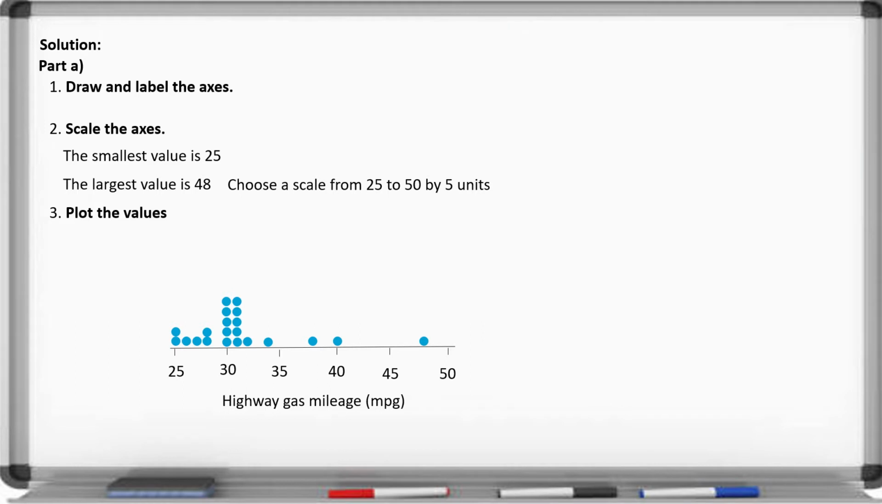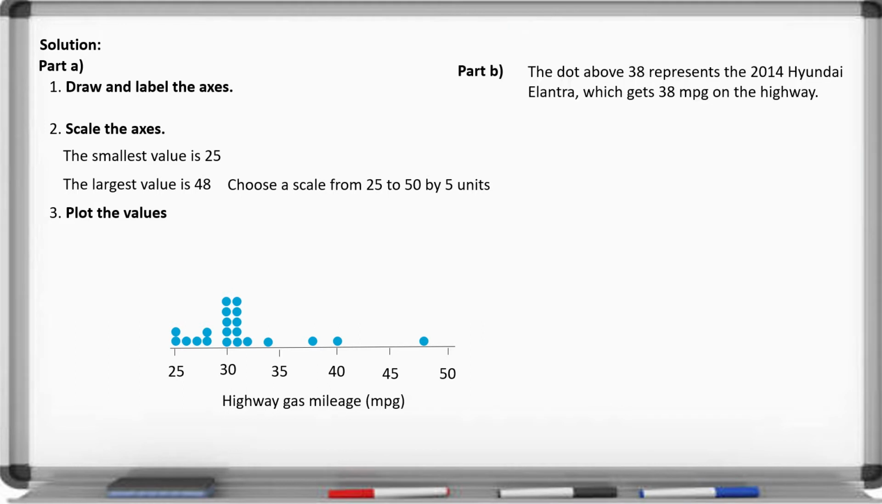Now for part B, we want to be able to interpret the dot above 38. The dot above 38 represents the 2014 Hyundai Elantra, which gets 38 miles per gallon on the highway. That's actually the model of car that I have. Not that year, but the model Elantra, interestingly enough.